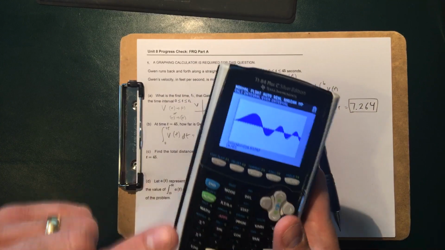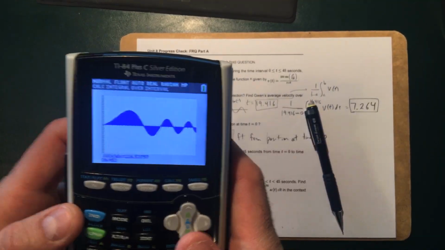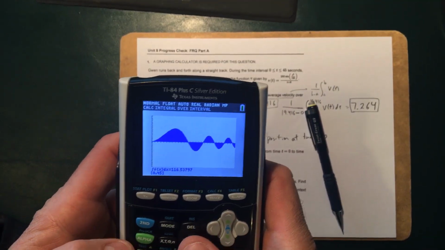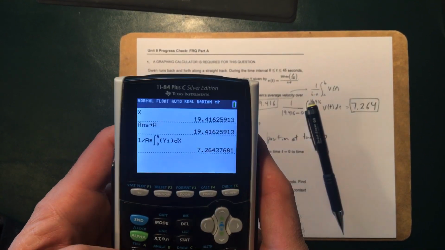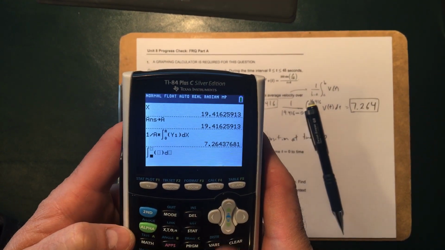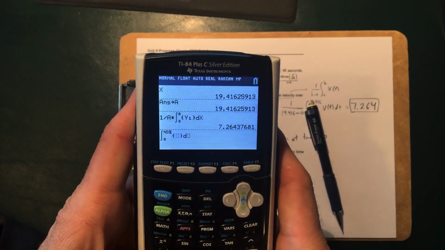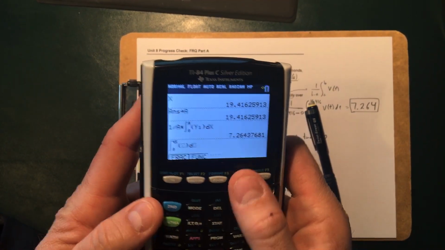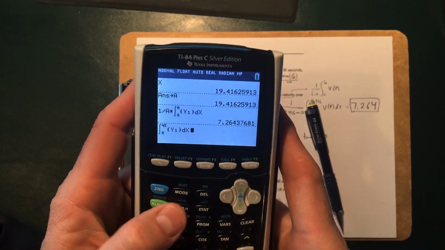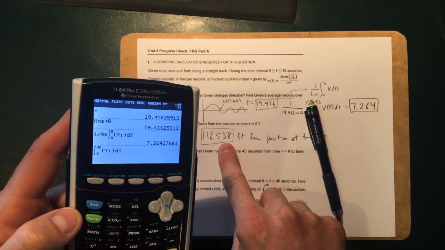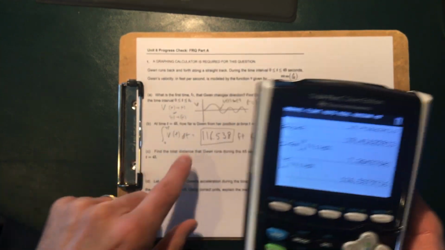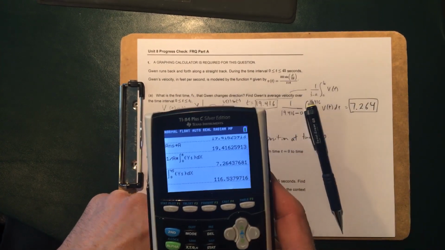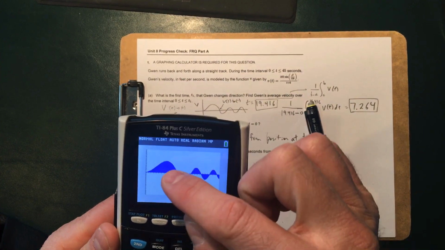Of course, don't forget, we could have done this on the home screen. I'm going to go to the home screen, because there I could have gone just math 9. Let's go from 0 to 45 of y1 dx, and boom, there's our 116.538. But of course, what that did was add, subtract, add.